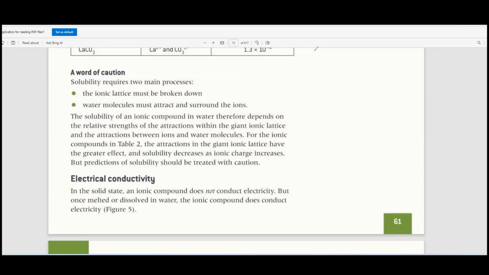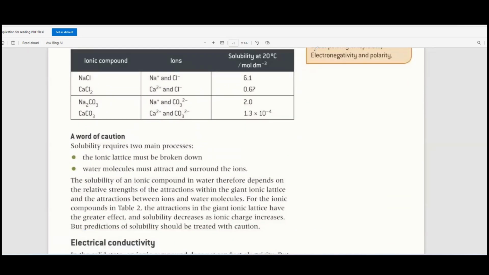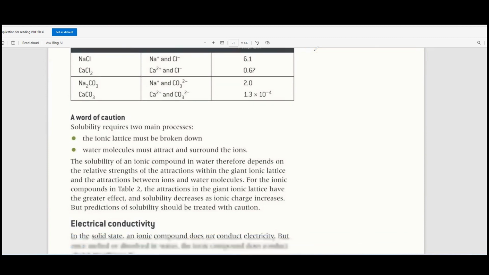For the ionic compounds in table 2, the attractions in the giant ionic lattice have the greater effect, and solubility decreases as ionic charge increases, but predictions of solubility should be treated with caution. So they're just saying to treat this with caution whenever you're trying to predict what the solubility will be. But they're saying again the same thing: the higher the charge on the atoms, the less water is able to break them, and they are less soluble.